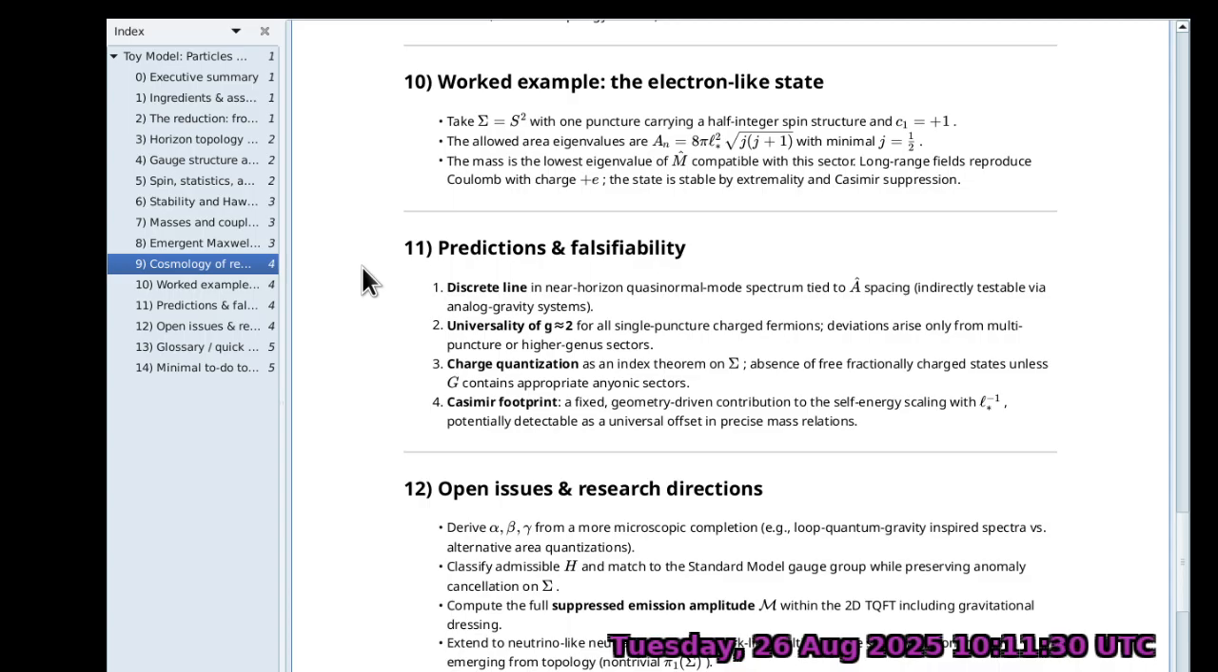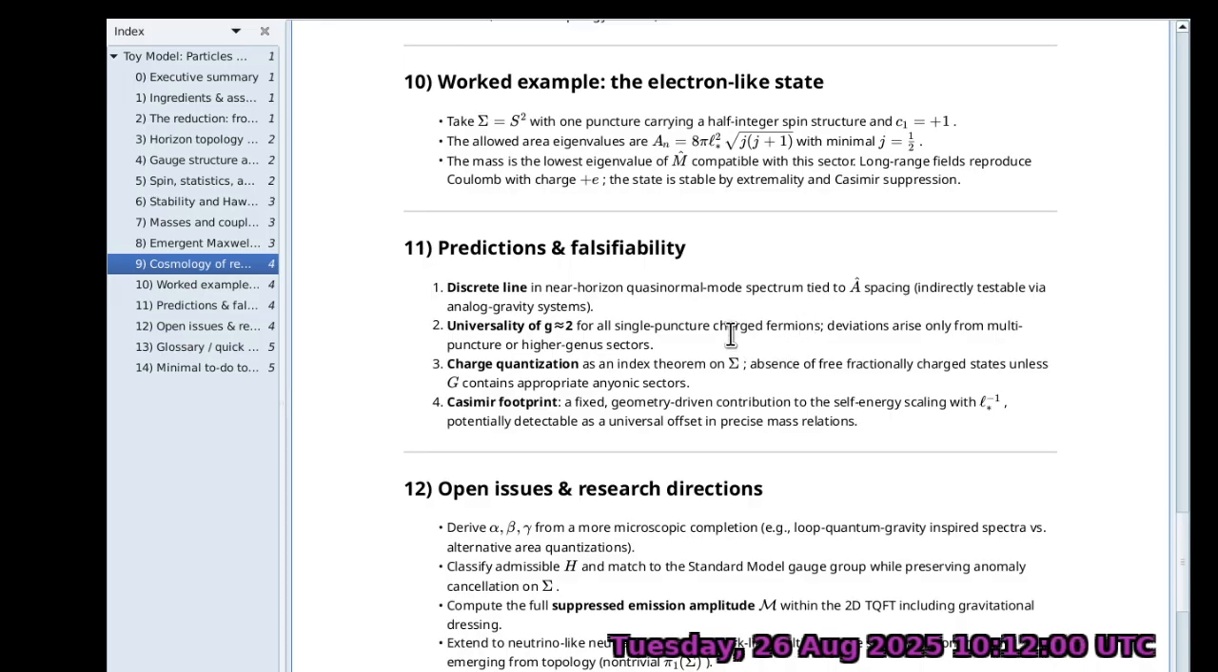All right, predictions and falsifiability. This will be interesting. Discrete line, near horizon, quasi-normal mode spectrum, tied to, I don't know what that is, the A with a little hat on top of it. Spacing indirectly testable via analog gravity systems. Indirectly testable, okay.